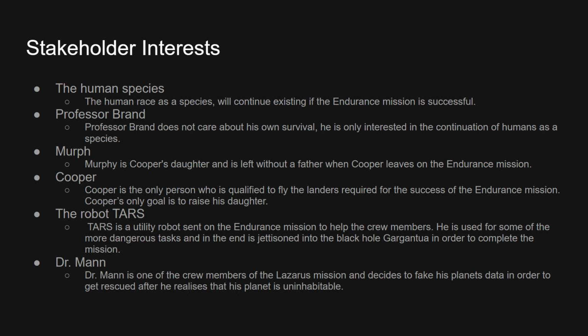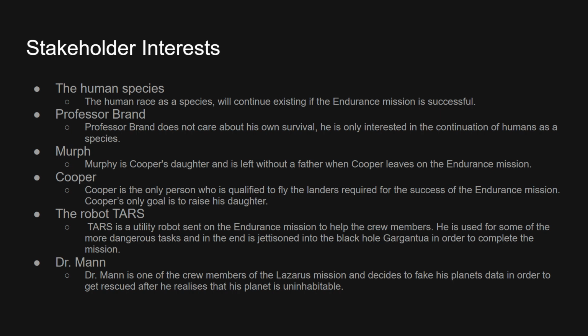And then we have Dr. Mann. Dr. Mann was one of the people sent on the Lazarus mission, and his job was to survey the planet assigned to him and report back whether or not it was suitable for a human colony. The crew of the Lazarus mission were not given any means to escape their planet. In the case that their planet couldn't support any life, the crew members had the option to put themselves into cryosleep, which, if not opened from the outside, would eventually run out of power and kill them in their sleep.